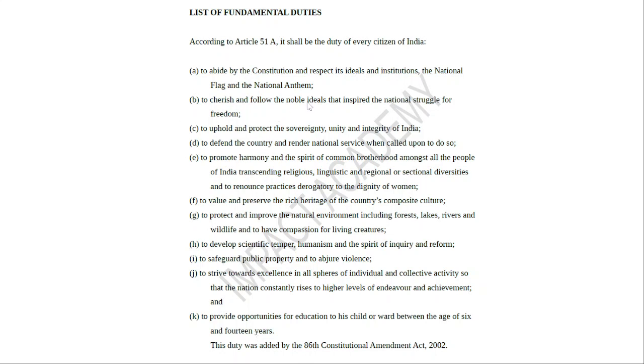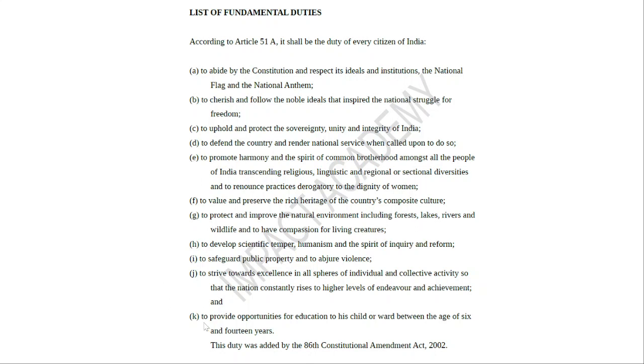So look at this. To abide by the Constitution, respect its ideals, institutions, national flag, anthem, to cherish and follow the noble ideas that inspired the national struggle for freedom, to uphold and protect the sovereignty, unity, and integrity of India. Defend the country and render national service when called upon to do so. To promote harmony and the spirit of common brotherhood amongst all people of India, transcending religious, linguistic, regional, or sectional diversities, and to renounce practices derogatory to the dignity of women. So remember E. This is frequently asked because women is a very important topic.